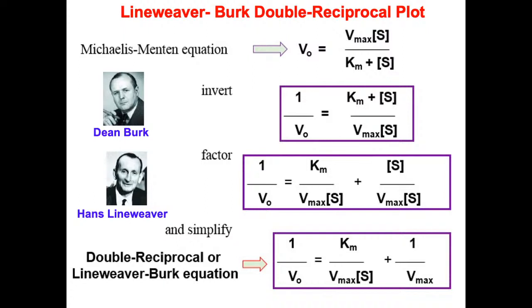Then you have 1 by V naught equals Km plus S divided by Vmax multiplied by substrate. Then you separate this into different parts: 1 by V naught equals Km by Vmax multiplied by substrate, plus S by Vmax multiplied by substrate. Then you simplify it, and S cancels out. This is your double reciprocal or Lineweaver-Burk equation. It is very simple and, in a nutshell, shown by Lineweaver and Burk.